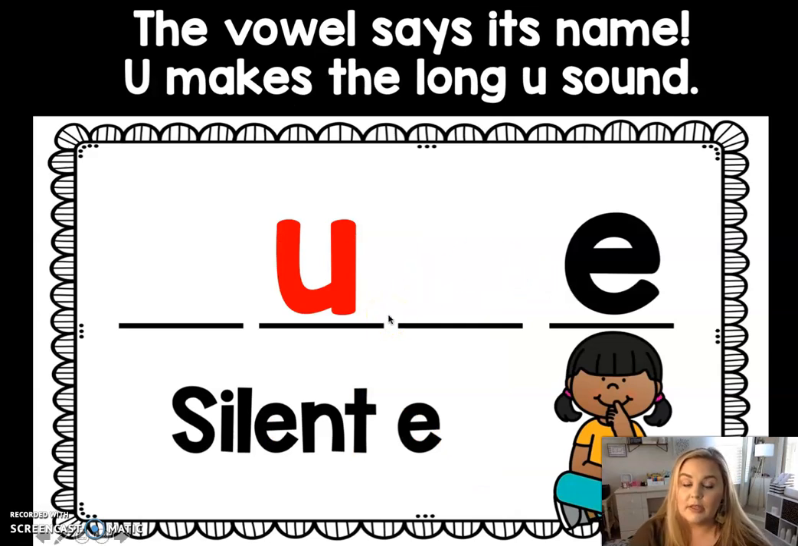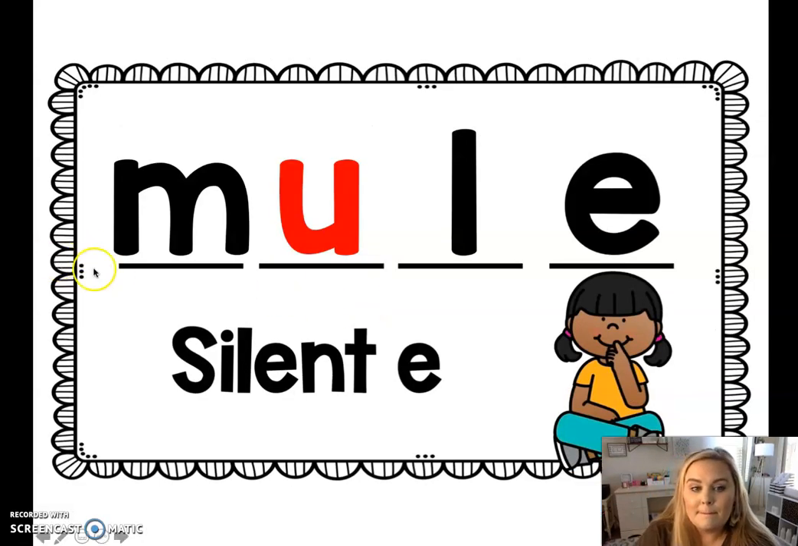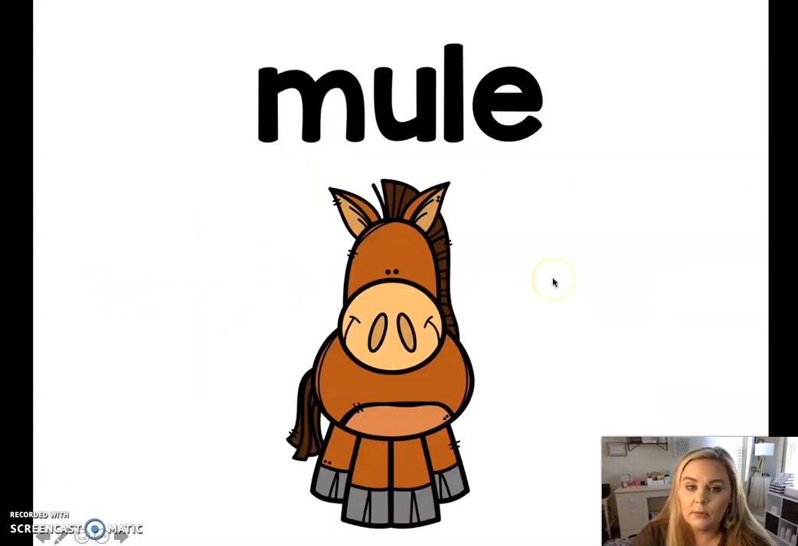And now let's move on to the last vowel. The vowel says its name. U makes the long U sound, so it's not going to say uh, it's going to say its name, U. Are you ready? M, U, L, mule. There is a picture of a mule.